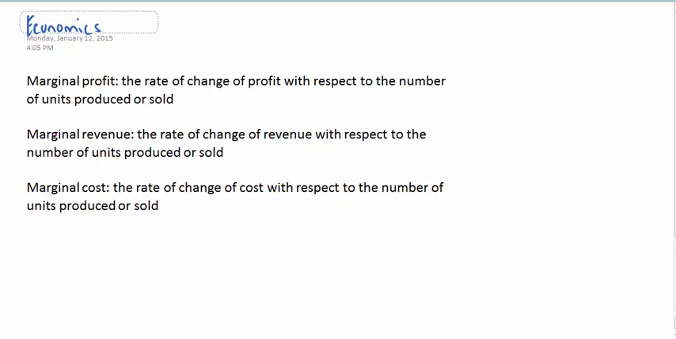So marginal profit is the rate of change of profit with respect to the number of units produced or sold, and likewise revenue and cost. And some notations that we need: X can denote the number of units. R of X is the revenue. C of X is the cost. And P of X would be the profit.